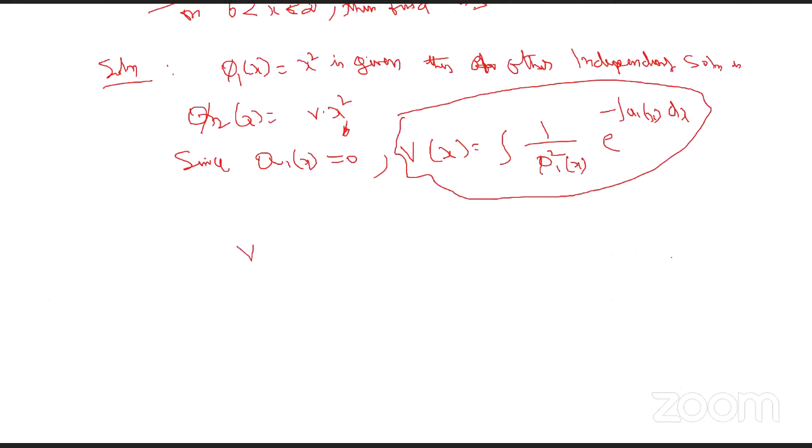So v of x equal to integration 1 by x to the power of 4, because phi 1 of x is x square and x square whole square is x to the power of 4, into e power integration 0, that means e power 0, which is 1, dx.